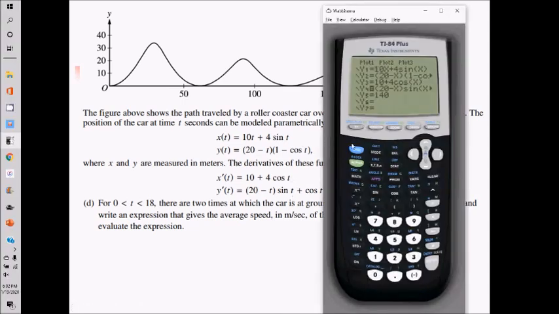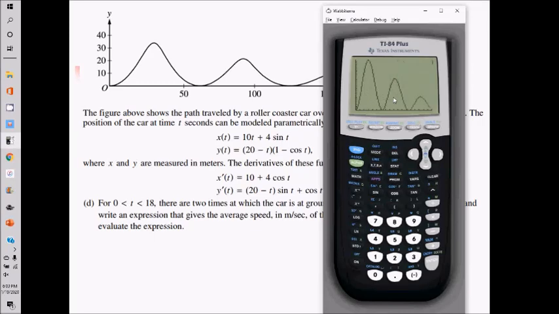So I'm back in my y equals, and this time around I need to graph y of t, because I'm looking to see where y of t is 0. So let me go ahead, and here's y of t, that's y2, that's where I store that. Y4, that was y prime, I don't care about that now. Let me go back here, and let me zoom fit this thing between 0 and 18, so zoom 0. I've already got 0 and 18 plugged in my window.